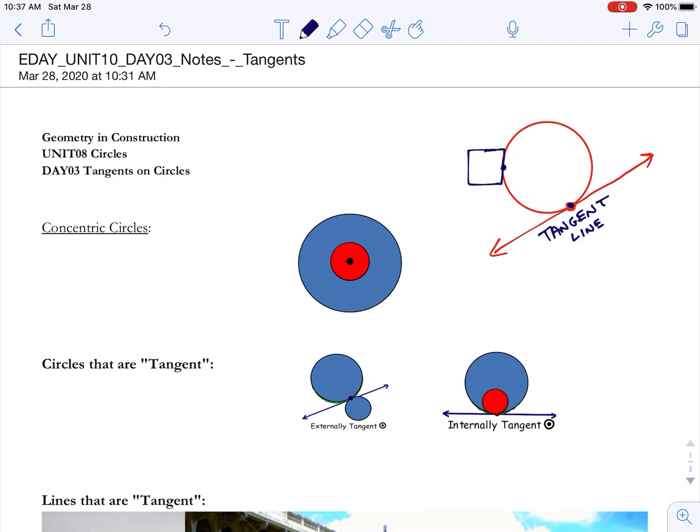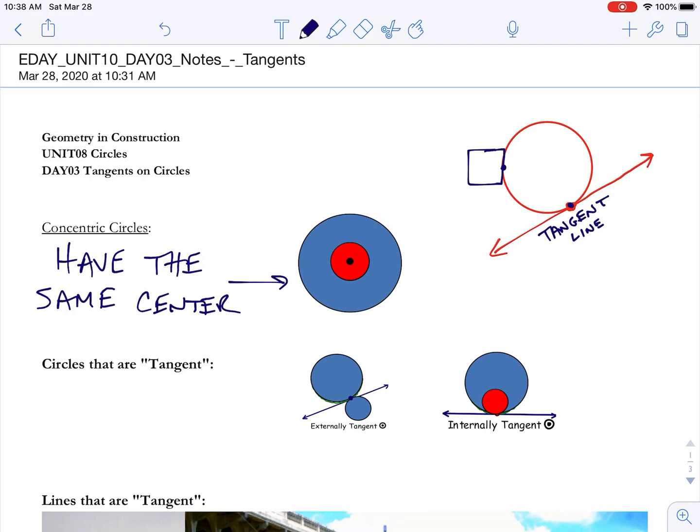Concentric circles are not tangent lines. This is just a weird tidbit that doesn't fit in anywhere else in our notes, but it is something that's worth talking about. Concentric circles have the same center, but different radii, okay? So you could have your eyeball, you could have your targets, all kinds of different wheels, all kinds of things where you have the same center.